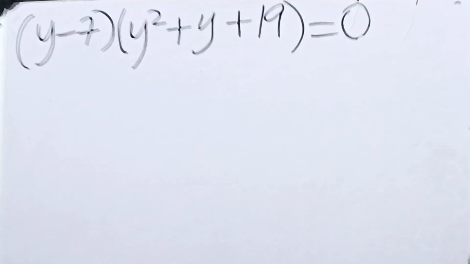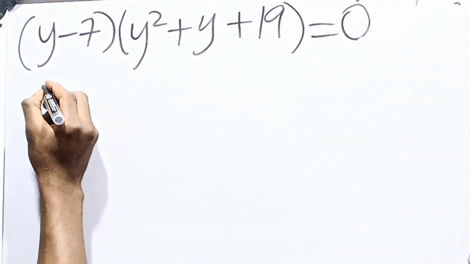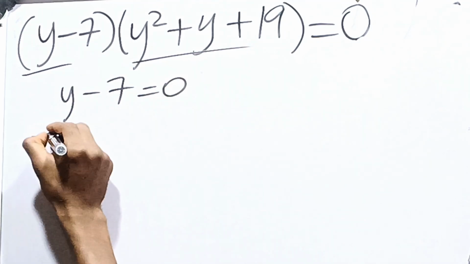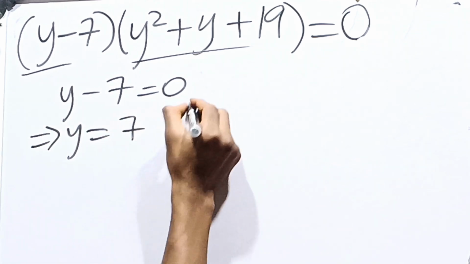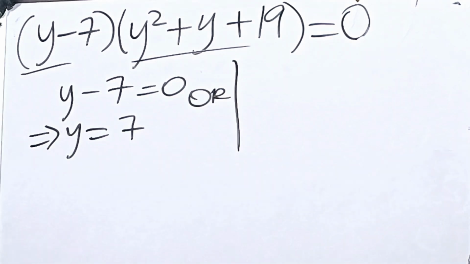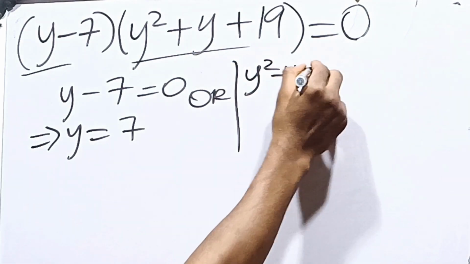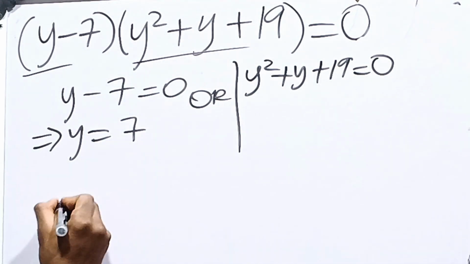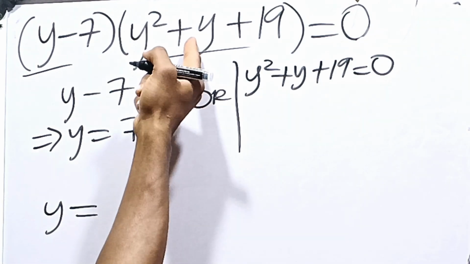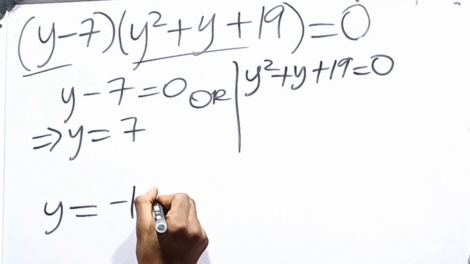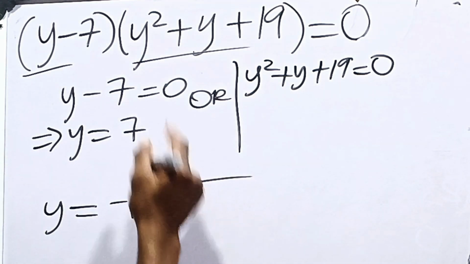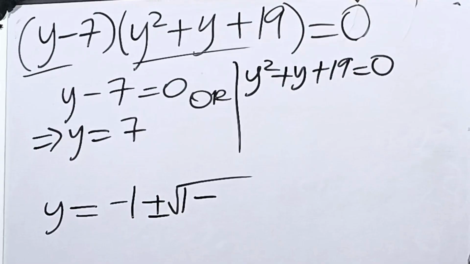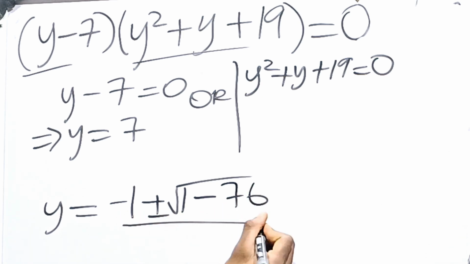Alright, let's continue here. When we have a product of two things being equal to 0, it's either the first one is equal to 0 or the second one is equal to 0. So it's either that y minus 7 is equal to 0, implying that y is equal to 7, or y squared plus y plus 19 is equal to 0. We can solve this using the quadratic formula again. So y will be equal to minus b, which is minus 1, plus or minus root of 1 squared, which is 1, minus 4 times 19, which is 76, divided by 2 times 1, which is 2.